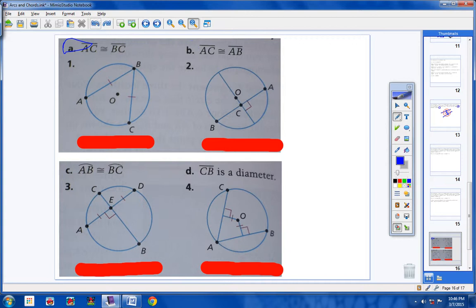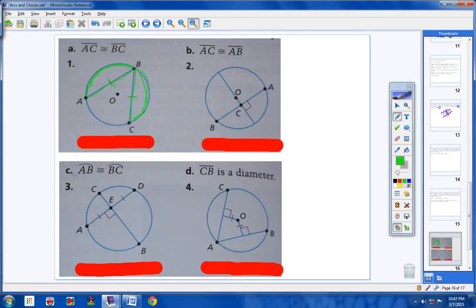Now, in number 1 here, we have a chord. Well, guys, my pen's just not working. Look at my mouse. We have a chord congruent to a chord. See this mark here? Now, whenever a chord is congruent to a chord, then we know the arcs are congruent. So this arc here is congruent to this arc here. So we're looking for arc AB congruent to arc BC. Here it is right here, letter C. Arc AB is congruent to arc BC. So number one should be, I hope this is right, letter C.